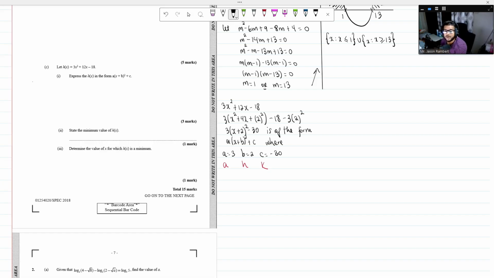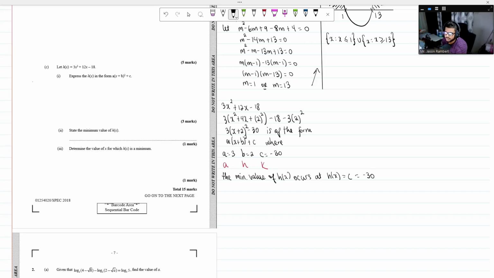State the minimum value of h of x. So the minimum value of h of x occurs at k, at h of x is equal to k. But we don't have k, we have c. So instead of k, I'll write c, which is equal to negative 30.